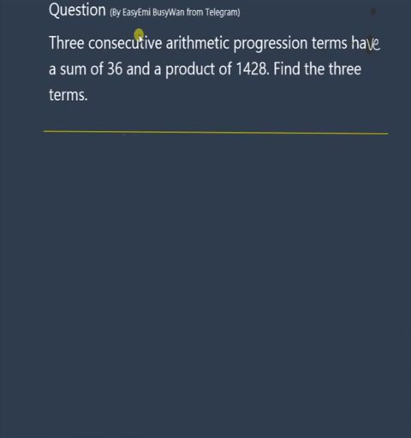But the question is saying that 3 consecutive arithmetic progression terms have a sum of 36 and a product of this one here. Find the 3 terms.